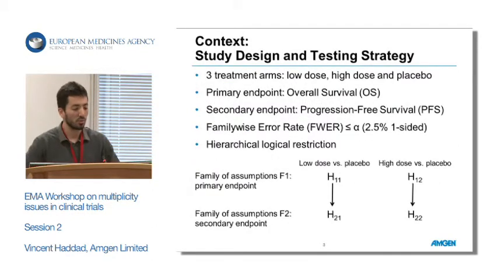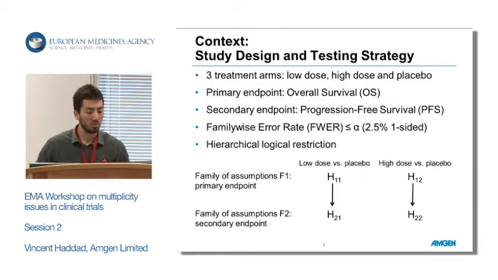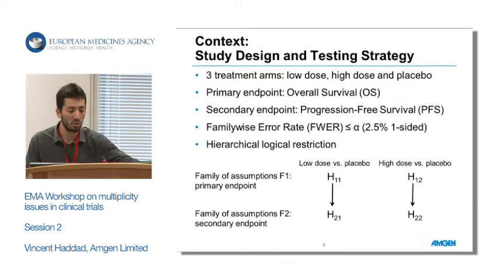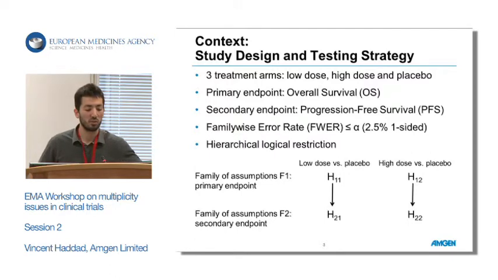So, three treatment arms: low dose, high dose, and placebo. The primary endpoint is overall survival, and the secondary endpoint is progression-free survival. They are highly correlated, but you can also imagine something less correlated, like quality of life or a patient-reported outcome as a secondary endpoint. That can also be an example. So we want to maintain the family-wise error rate of 2.5% one-sided, and we have a hierarchical logical restriction.